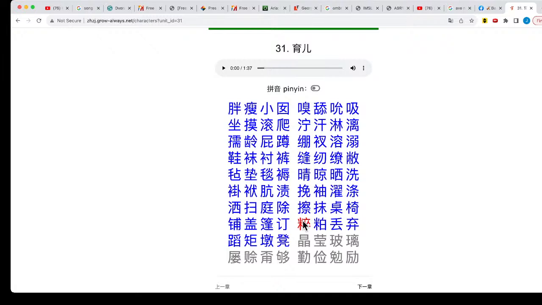And 擦抹桌椅, so you are dusting everywhere. You're dusting everything, wiping the table clean, making everything clean, especially the tables and the chairs.